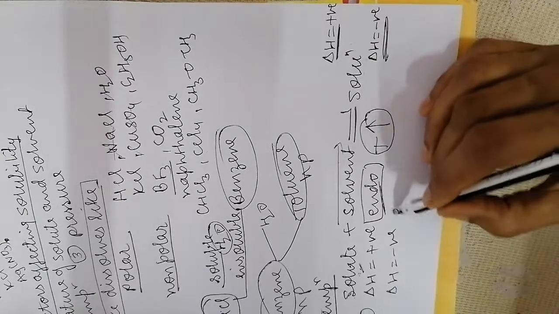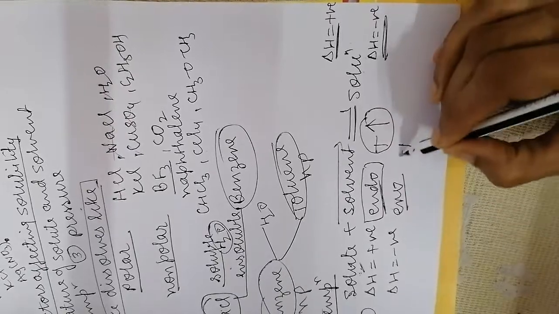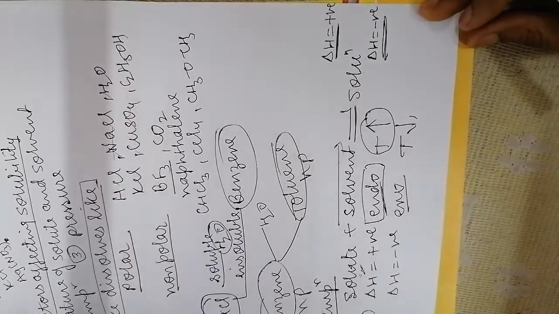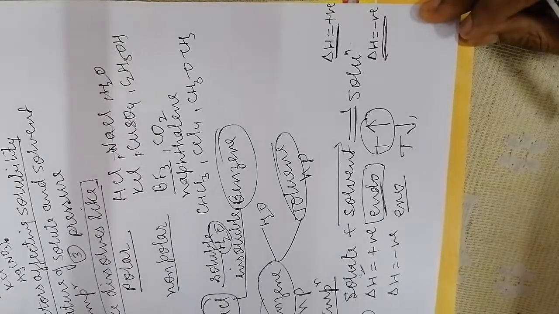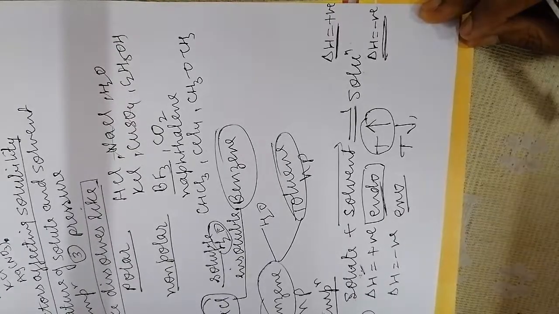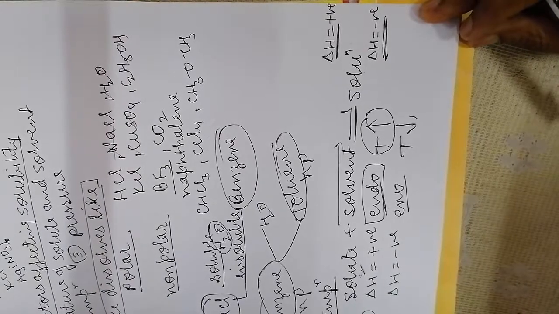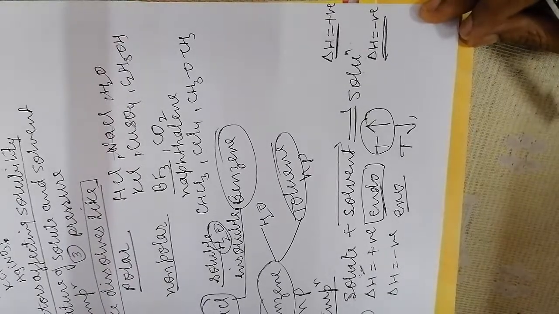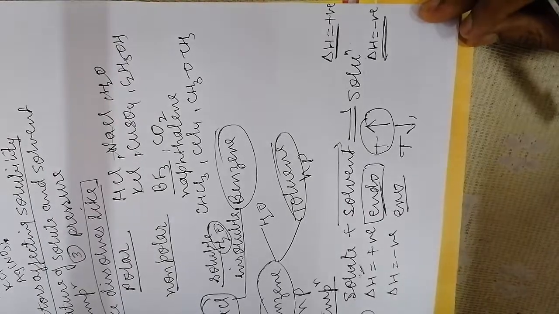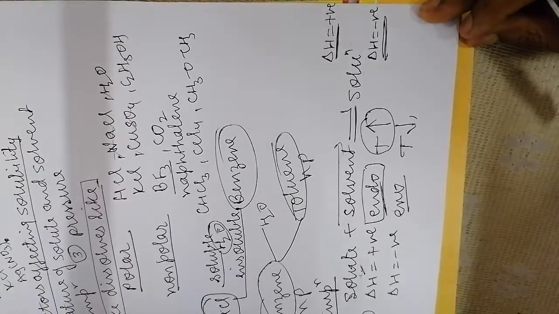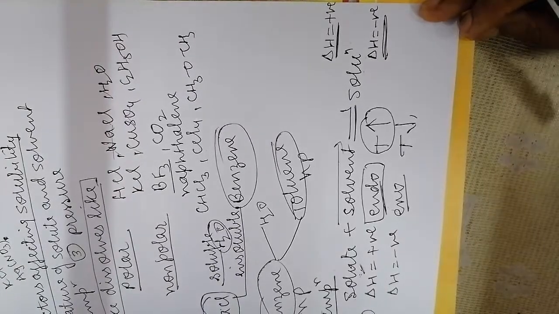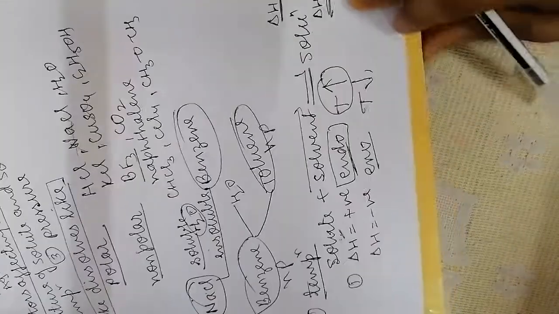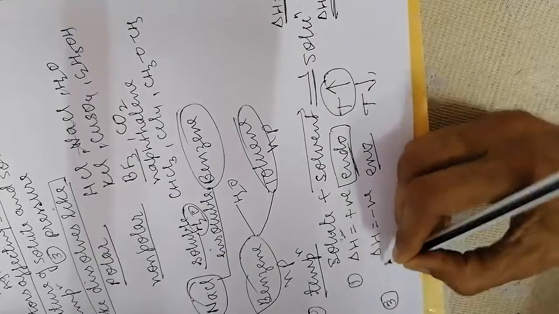So for an exothermic process, a decrease in temperature is favorable for dissolution. So how does temperature affect solubility? It depends on the dissolution process. If the dissolution process is endothermic, an increase in temperature increases solubility. And if the dissolution is exothermic, a decrease in temperature will increase the solubility. Understood? Now, the third factor.